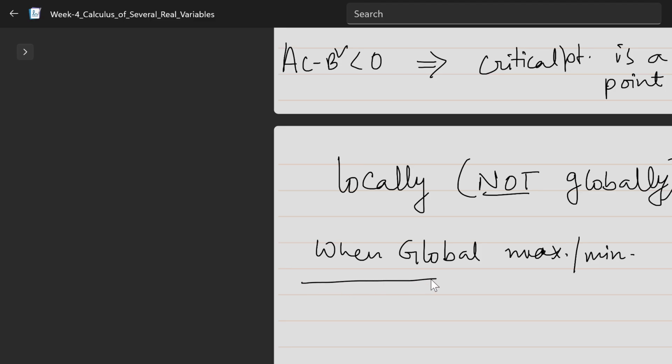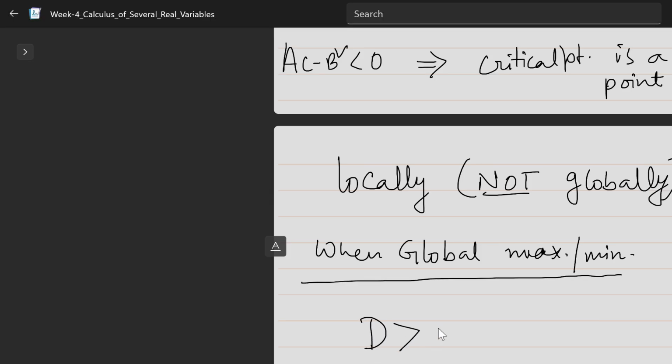No, no. Suppose the function has one critical point and you are checking with this rule, AC minus B square positive or negative. Then you will get local only.